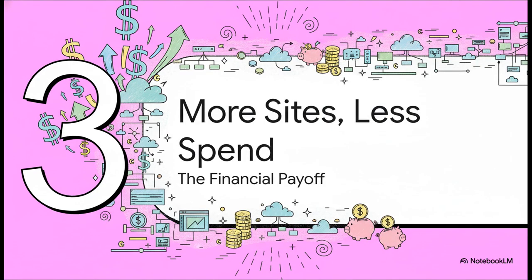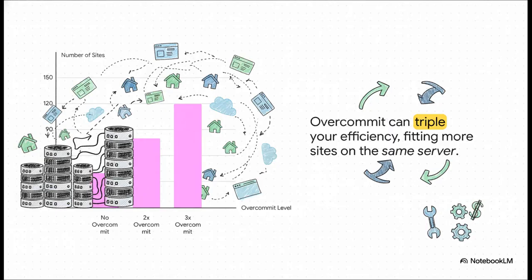Now let's get to the part everyone's been waiting for. What does this actually mean for your wallet? Because this is where things get really interesting. Just look at this chart. It lays it all out. Without overcommit, maybe you can fit 40 sites on a server. Pretty standard. But with a 2x overcommit, that number jumps to 80. And if you push it to 3x overcommit, you're now running up to 120 sites on that exact same piece of hardware. You've literally just tripled your efficiency.